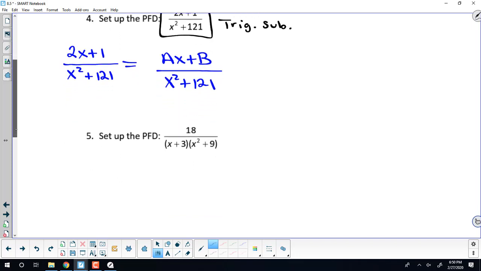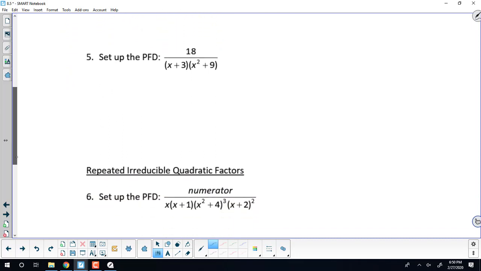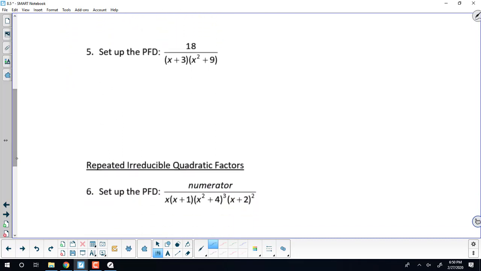So the next few are just to set the partial fractions up. We're not actually going to integrate them. So here in example 5, we've got a combination. We've got a linear and an irreducible quadratic. So for the linear, we're just going to put A over our linear, so A over x plus 3. And for the irreducible quadratic, we have Bx plus C.